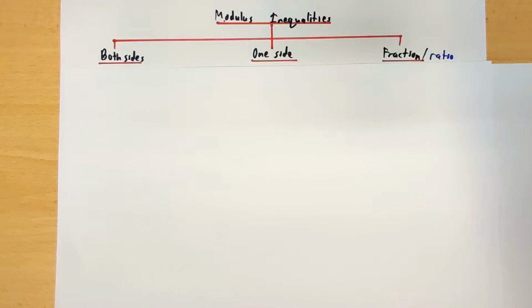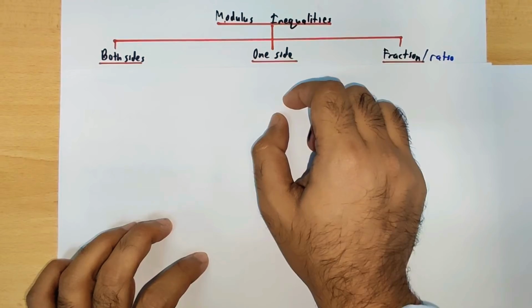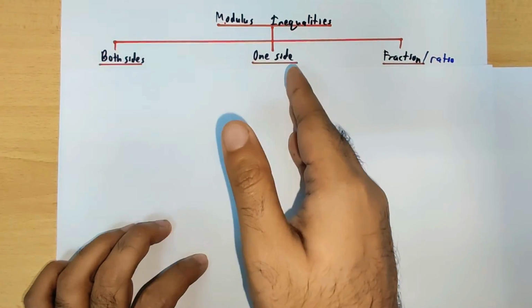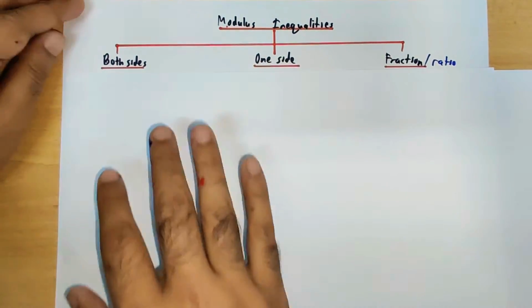Now we're moving on. Okay, hello viewers. So let's now finish off with the Modulus Inequalities summaries. There are 3 types of Modulus Inequalities, which I call both sides, one side, and the last one is fraction or ratio. Okay, let's start with the easiest one, which is both sides.